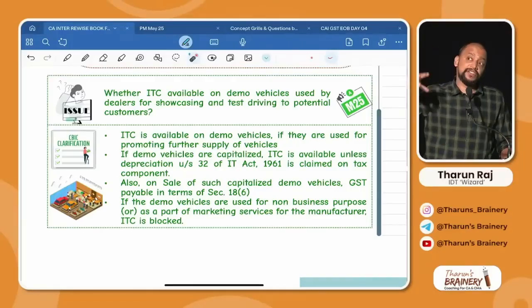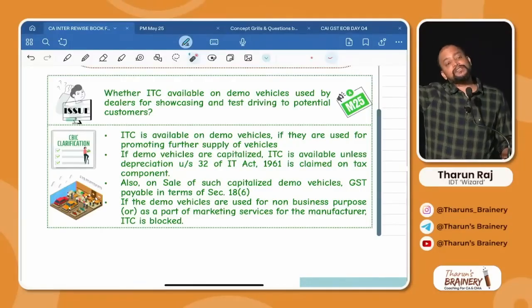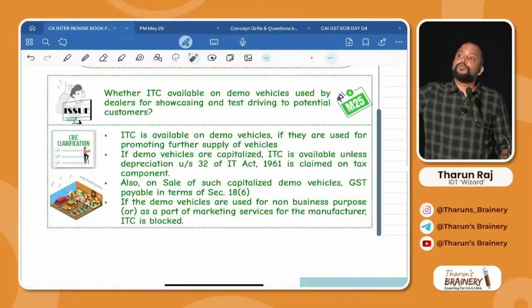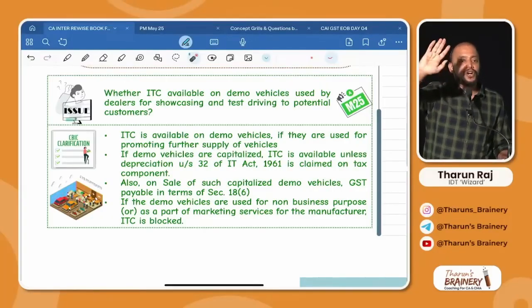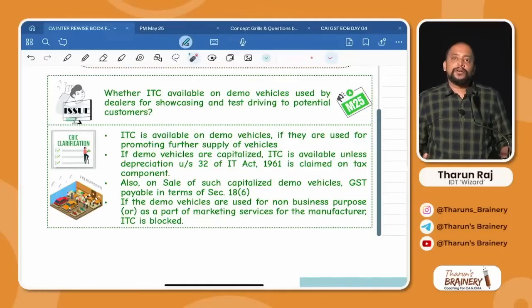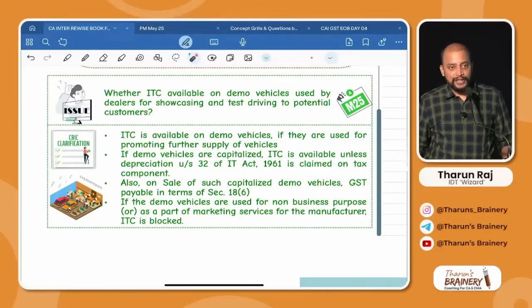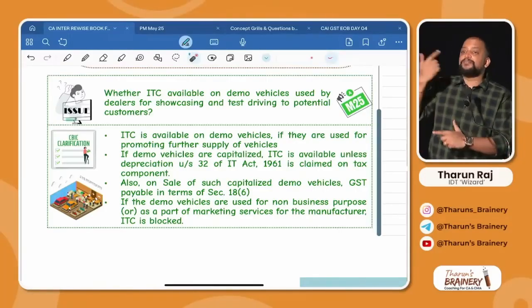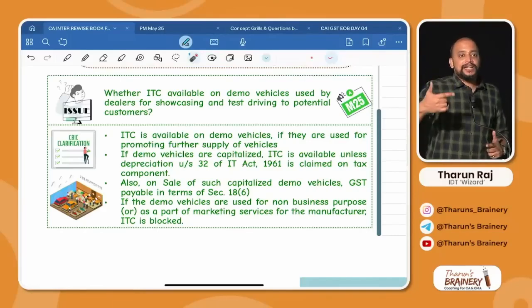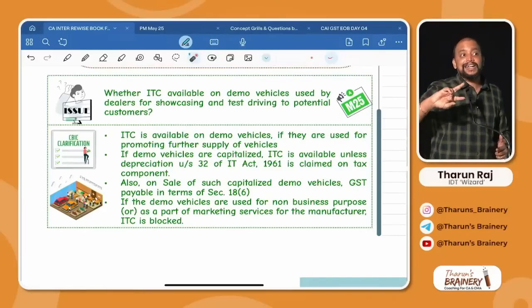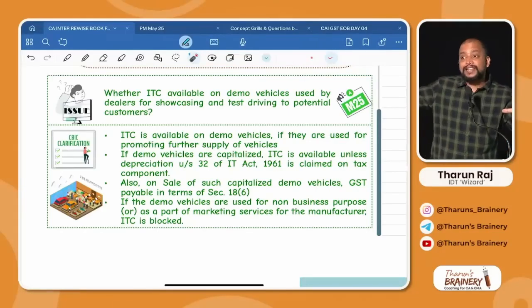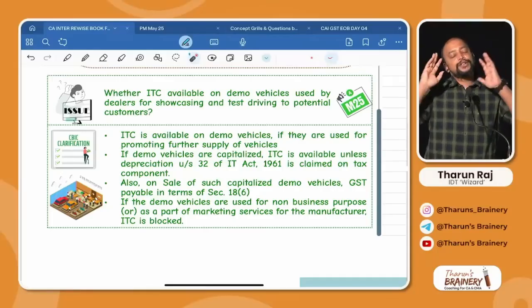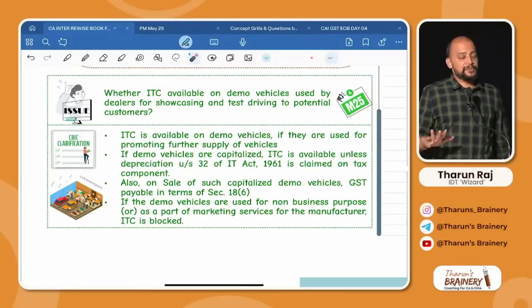The demo car will be sold in future, yes. In future they will sell the demo cars. Whenever the new model gets launched, the old model demo car they will sell. So how can you say that you cannot get ITC with respect to that? For that reason, they are telling, yes, ITC will be given because it will indirectly promote further supply. It is not directly in further supply, but indirectly, because of this demo car only other cars are capable of being sold. So they are giving ITC on this demo car as per the CBEC circular.